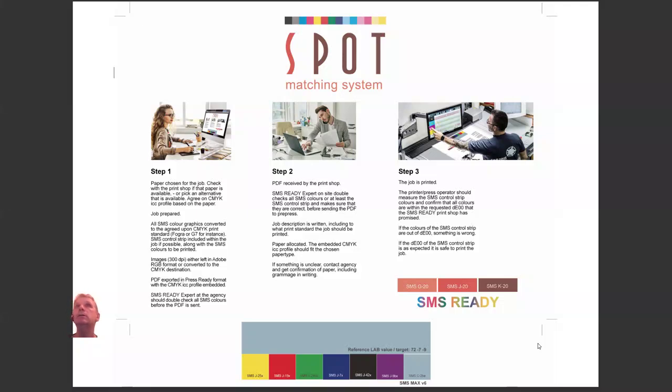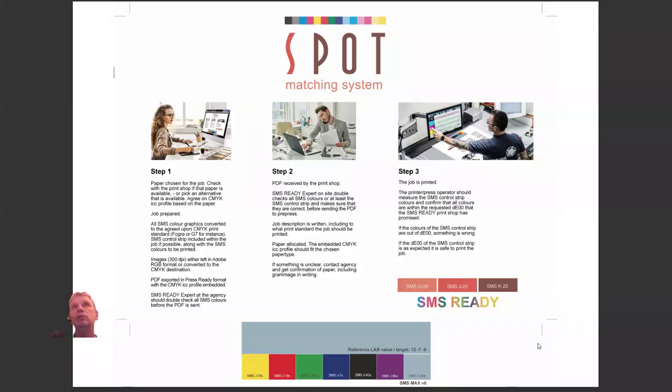Step 2 is the print shop receives the job, the PDF. The SMS Ready Expert on site at the print shop double checks all SMS colors just to be sure, or at least the SMS control strip, which should be somewhere within the layout within the PDF, and makes sure that they are correct before sending the PDF to prepress.